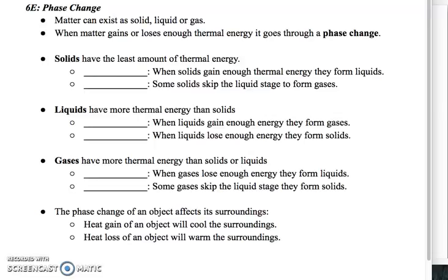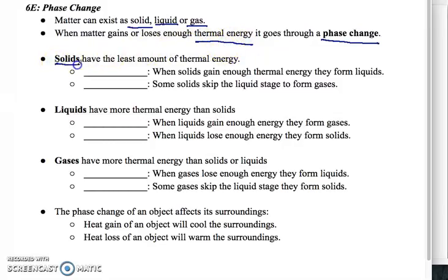Okay, in this section we're going to be looking at phase change, which is 6E. So we'll get right into it. Matter, as you know from previous science classes, can exist as a solid, a liquid, or gas. And when that matter gains or loses enough thermal energy, it's going to go through a phase change. So again, there's three forms of matter. When you have a large enough gain or large enough loss of thermal energy, you're going to see a phase change happen. So we'll go through the phase changes for each of the three forms of matter.